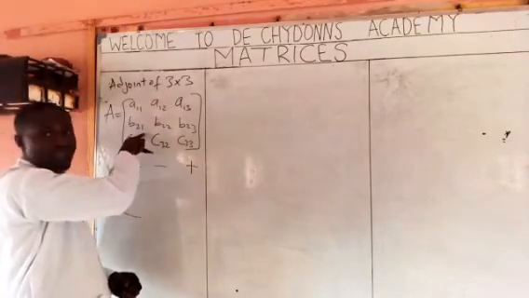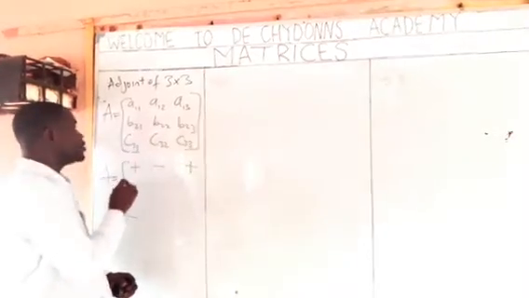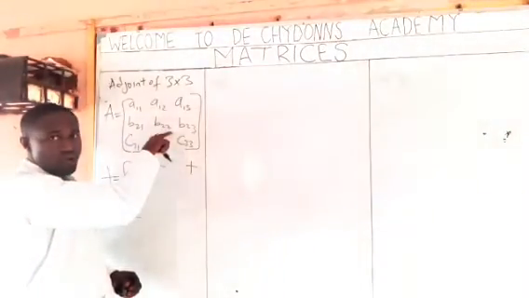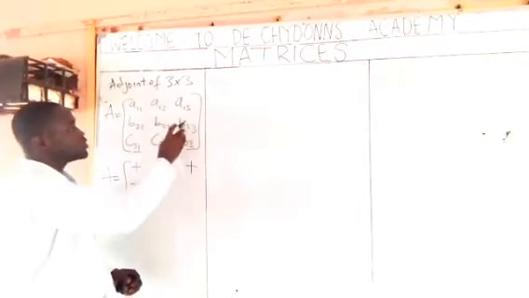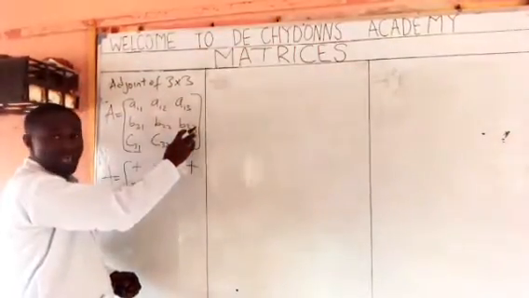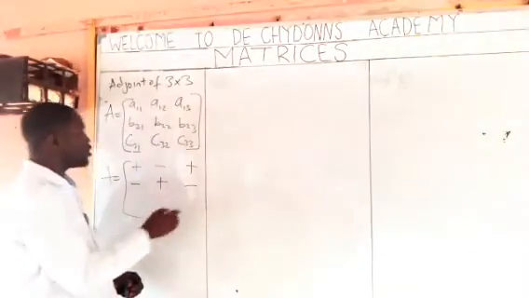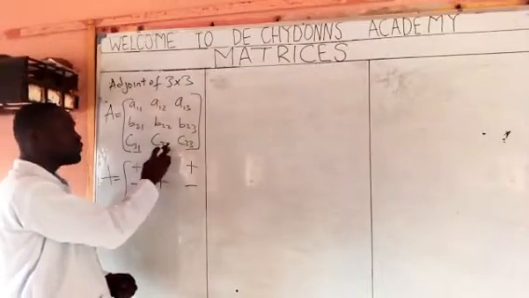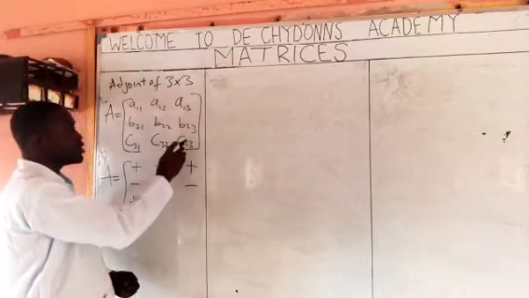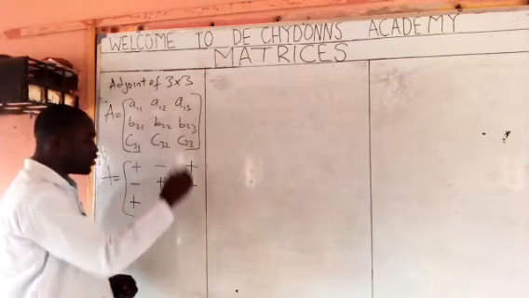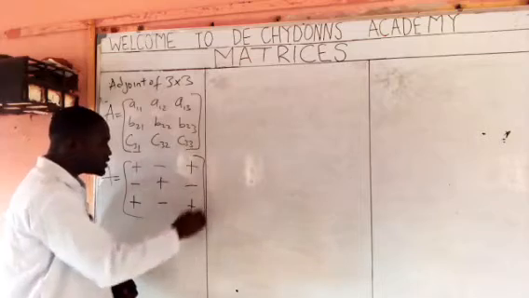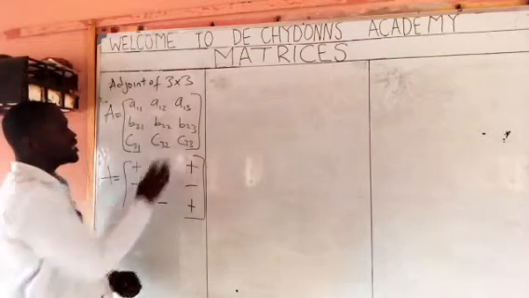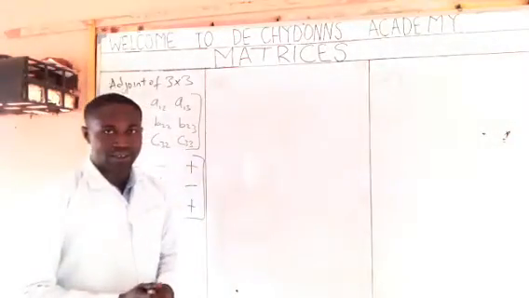2 plus 1, 3. Is 3 an even number? You say no, you put minus. 2 plus 2, 4. Is 4 an even number? You say yes, you put plus. 2 plus 3, 5. Is it an even number? You say no, you put minus. 3 plus 1, 4, plus. 3 plus 2, 5, minus. 3 plus 3, 6, because it's an even number, you say plus. So this is the sign of each of the elements you will see in this 3 by 3 matrix.